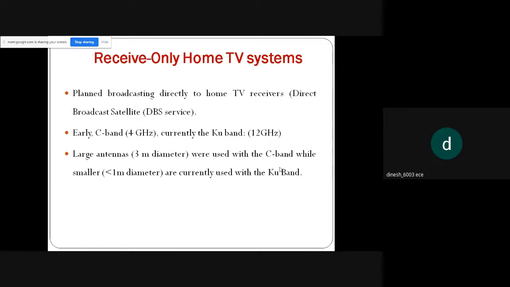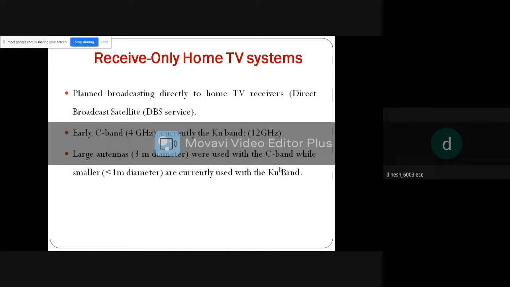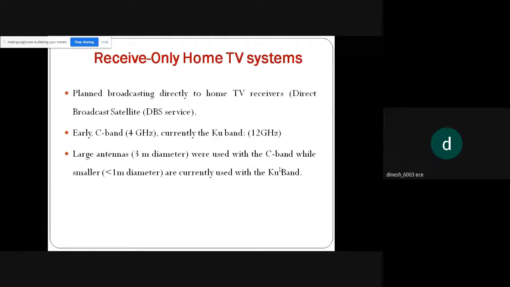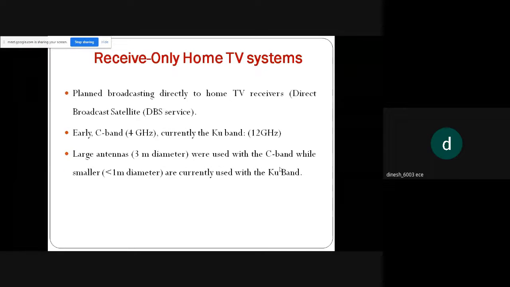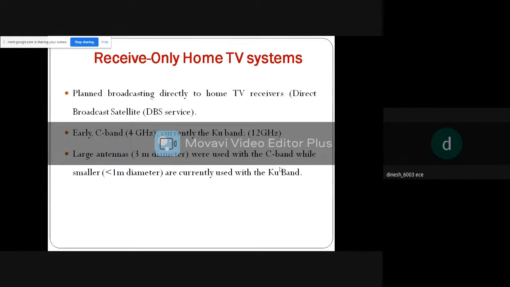For this, the frequency band used was C band, operating at 4 gigahertz. Now currently they have shifted to Ku band, which operates at a frequency of 12 gigahertz. The antennas being used have a diameter of up to 3 meters in C band, while in Ku band it is reduced to 1 meter diameter. So this is the reason they shifted from C band to Ku band. The antenna diameter is minimized and the cost of production is reduced, miniaturized. So this is the reason for shifting from C band to Ku band.